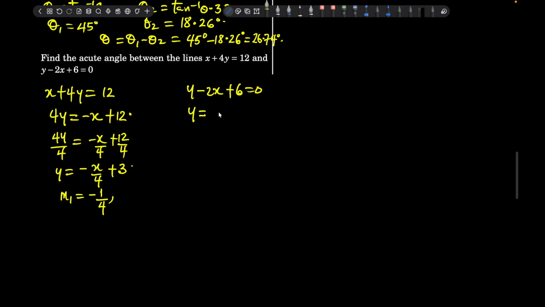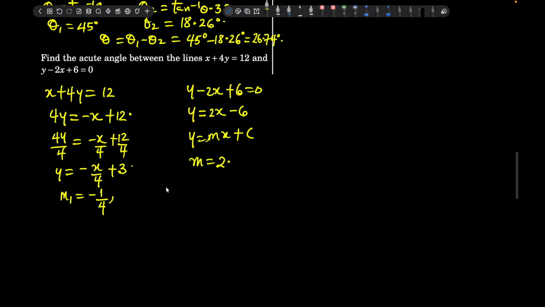Take your 2x to the other side. It is negative, it is going to become positive. If this comes here, it becomes negative. So this one, no argument for this. All right, so y equals mx plus c. If you compare, you see that m is equal to 2.